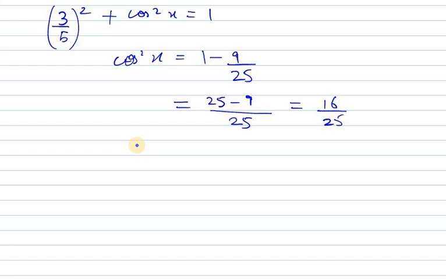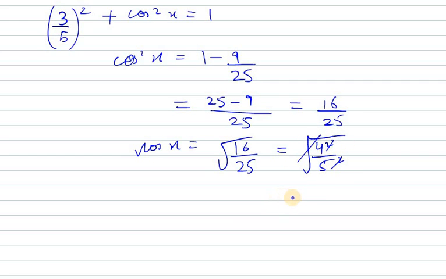Now we need to get the value of cos x. So cos x will be the square root, taking it to the right hand side, so cos x equals under root 16 over 25. Now we know 16 can be written as 4 square and we have 5 as well. So 4 square over 5 square, and the square root gets cancelled out here. So we are left with plus minus 4 over 5 as cos x.